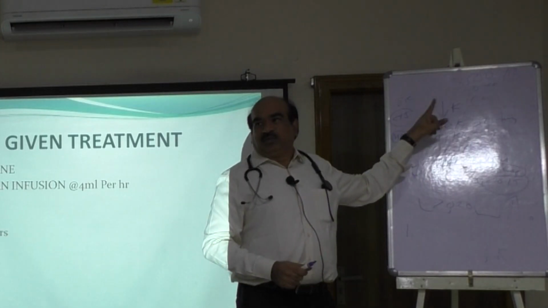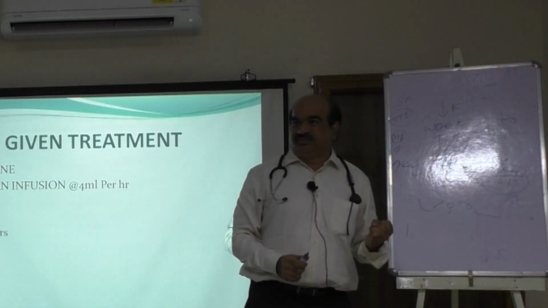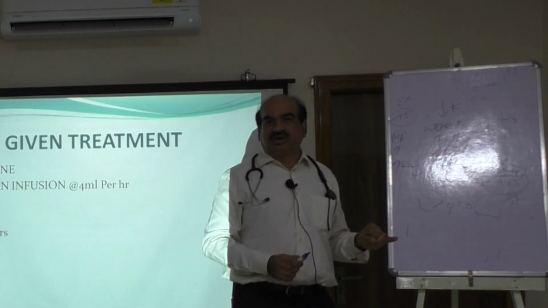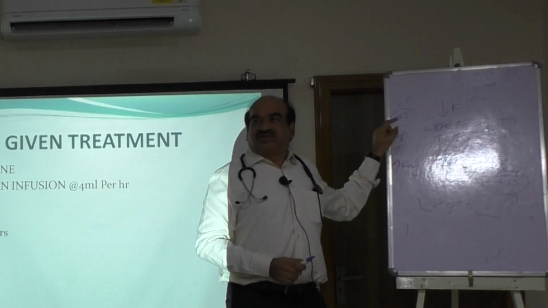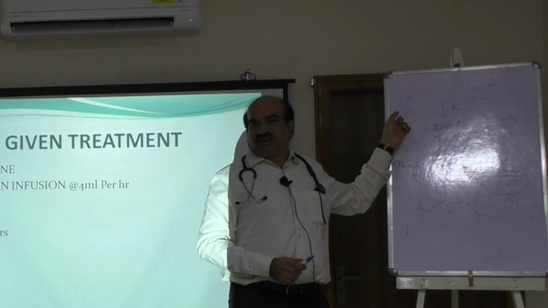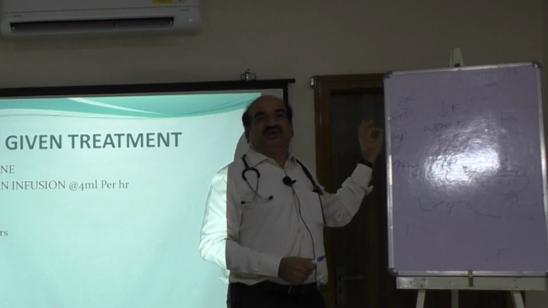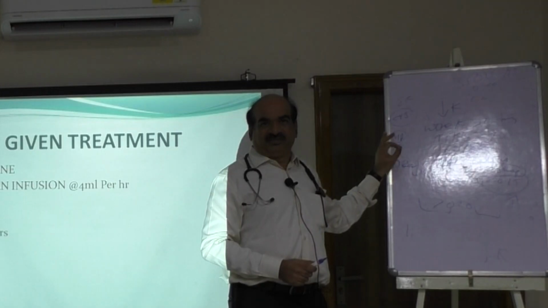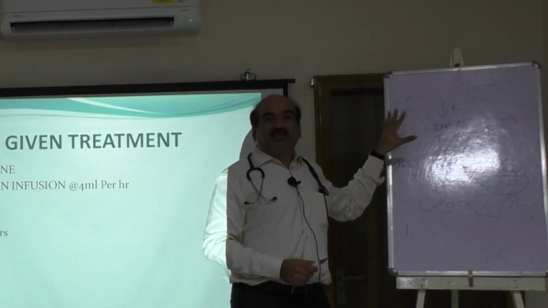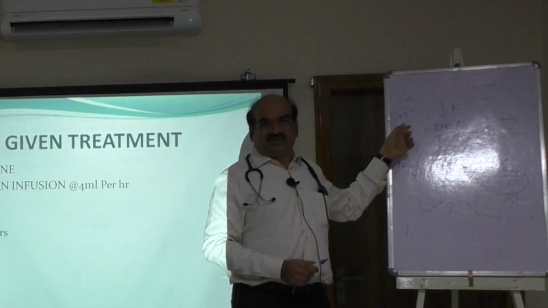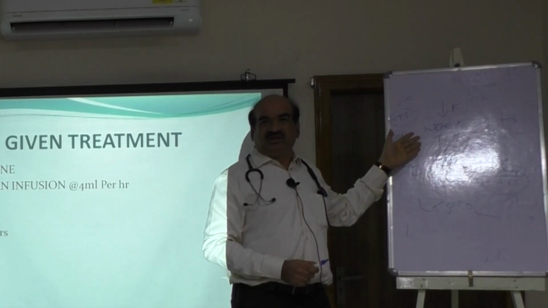So hypokalemia, first we should check urine potassium. If urine potassium is low, it means extra renal loss. Extra renal loss with metabolic acidosis indicates GI loss, diarrhea. Metabolic alkalosis means vomiting, nasogastric drainage, chloruria, or profuse sweating.